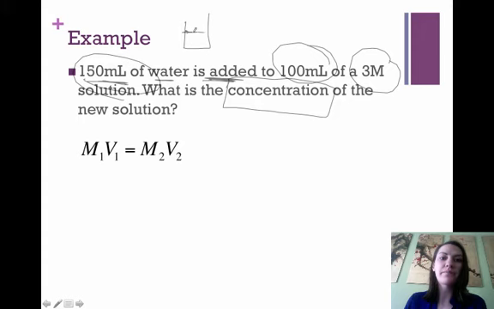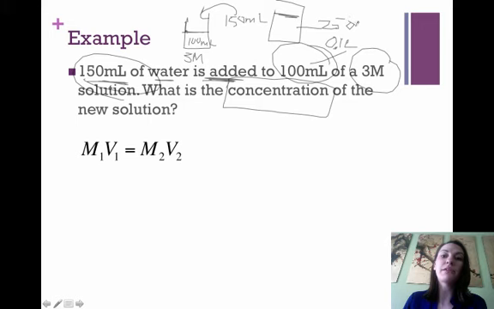I'm going to draw a little picture. This is my beaker, and I've got 100 milliliters of a 3 molar solution, which is 0.1 liters. Then what's happening? I'm adding to it 150 mL of water. So my volume is actually going to go up to 250 milliliters total. You're going to see the solution level increase.